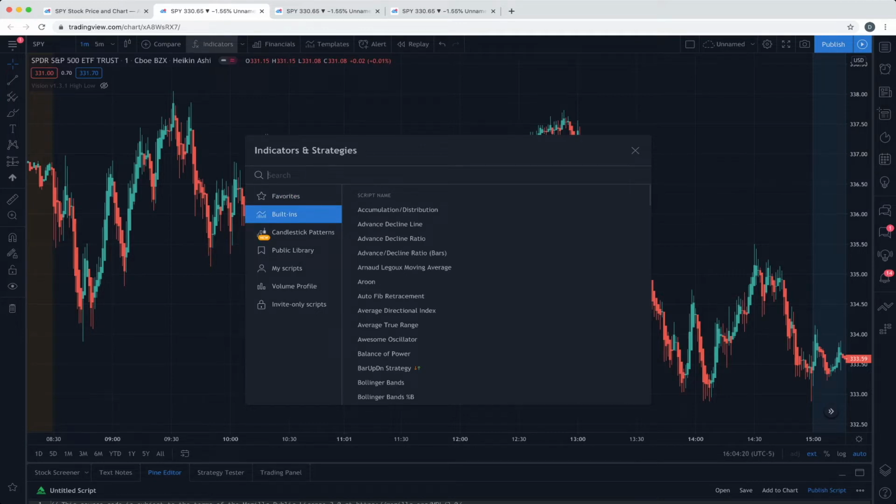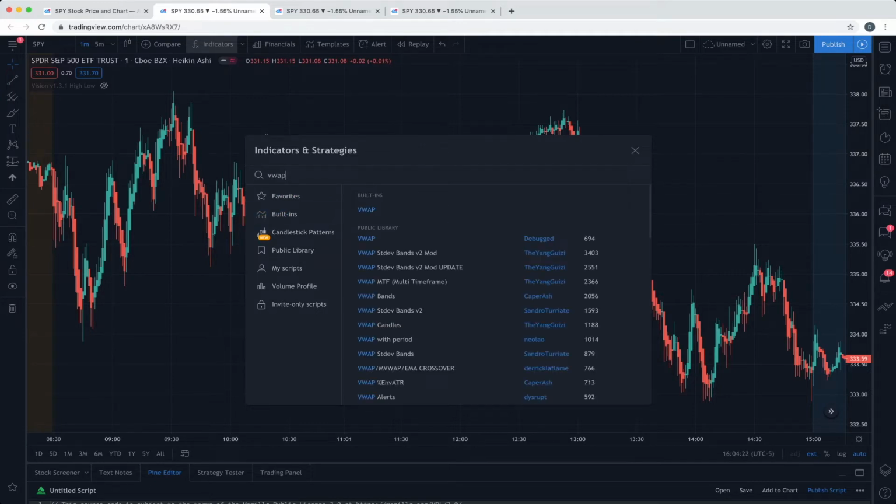So we're going to make sure we're in built-ins on TradingView, and we're going to type in VWAP, and it's going to be under built-ins. Make sure that it's a built-in and not some custom made and manipulated VWAP indicator by somebody else. We want to make sure that it's a built-in.